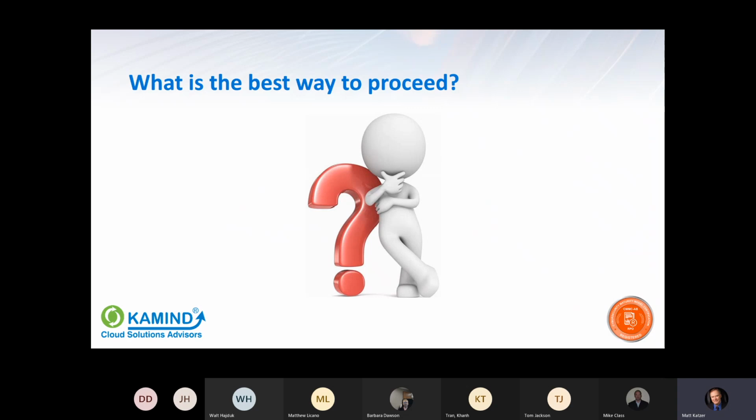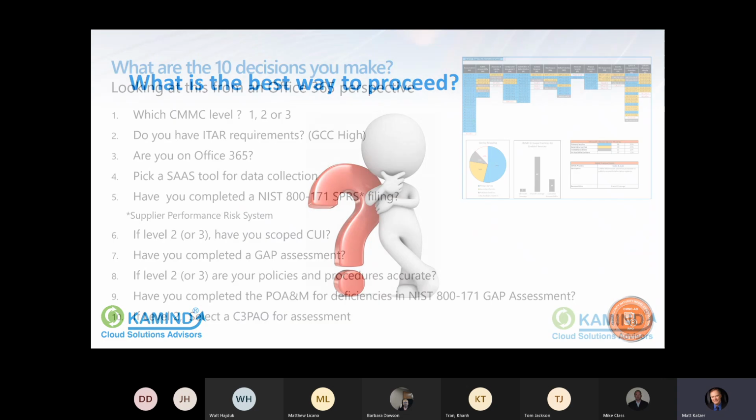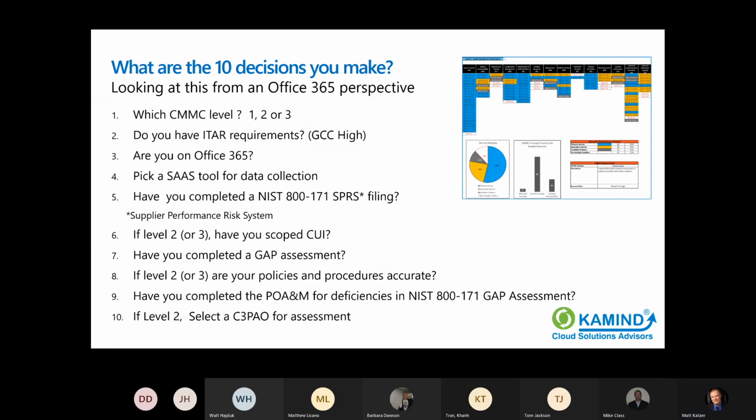So what's the best way to proceed? Well, it really comes down to the decisions you make. If there's one takeaway from this presentation today, look at these 10 steps. Basically, these are decisions that you need to make. As you make a decision in terms of what level you want to be, where you're going to be on 365, and what SaaS tool you have, all have impacts on how to drive the cost.